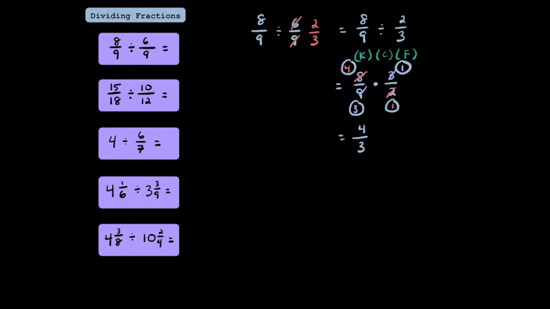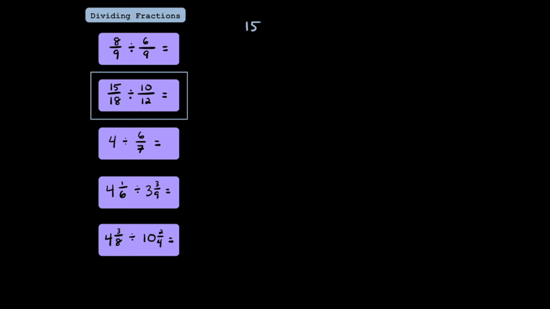We can write our quotient here as 4/3, or 1 and 1/3. Now let's try the second one. We have 15 over 18 divided by 10 over 12. Right away, 15 and 18 are both divisible by 3, so we can simplify that down to 5 over 6. 10 and 12 are both divisible by 2, we can simplify that down to 5 over 6. A little bit strange, but it turns out that both of these fractions are actually 5/6.